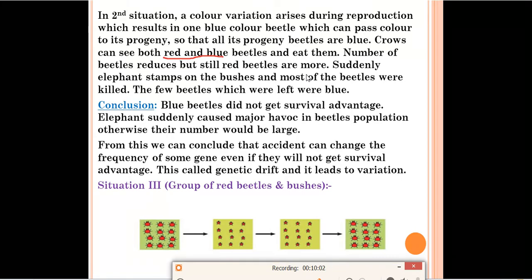You can see in that diagram, but suddenly one elephant will come and stamp his foot on the beetles. The beetles will be killed. After that, what will happen? The beetles which were left were of blue color. So the blue beetle population will increase and they will survive.